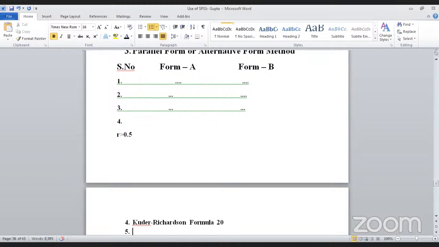So this I'm going to tell you tomorrow. There are formulas 21 and 20. Formula 20 will be used when your items have different difficulty levels. But if all your items are of the same difficulty level, then it is formula 21. Normally you will have items with different difficulty levels, so formula 20 is more applicable.